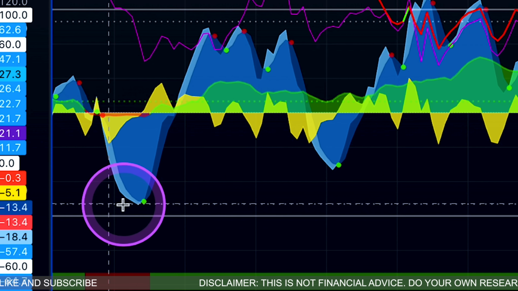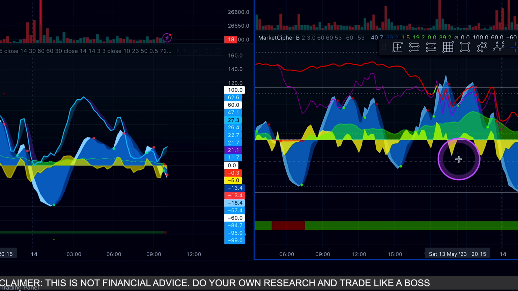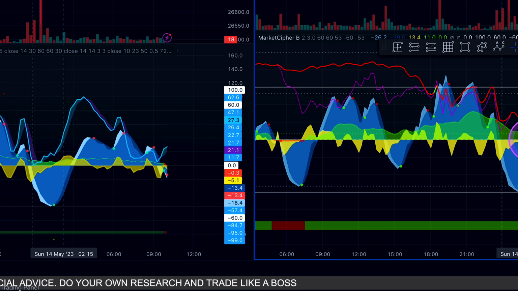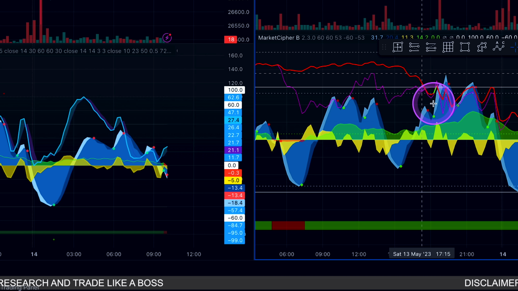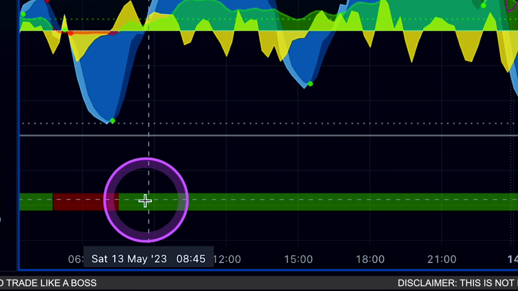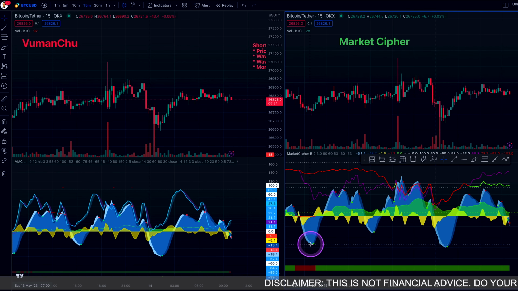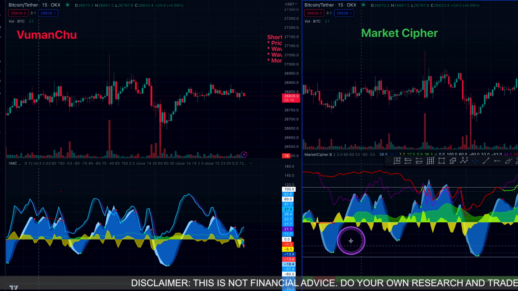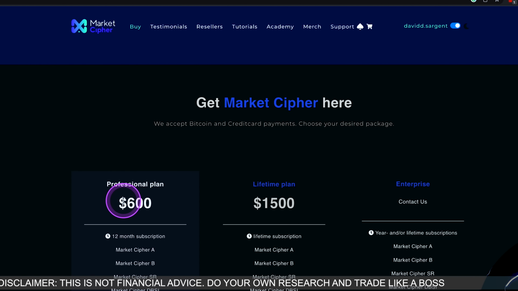The waves are what we're looking for crossovers for our entries, and these yellow waves, which are similar on both but not exactly the same, are the VWAP. So that is that. We also have these squiggly lines up here, which are stochastic RSIs, but slightly different. This bar down the bottom here is just an indication of the money flow above up here. So as you can see, they're very similar in both of the two products. There's not much difference between Market Cipher B and Vumanchu, other than the price and the money flow.